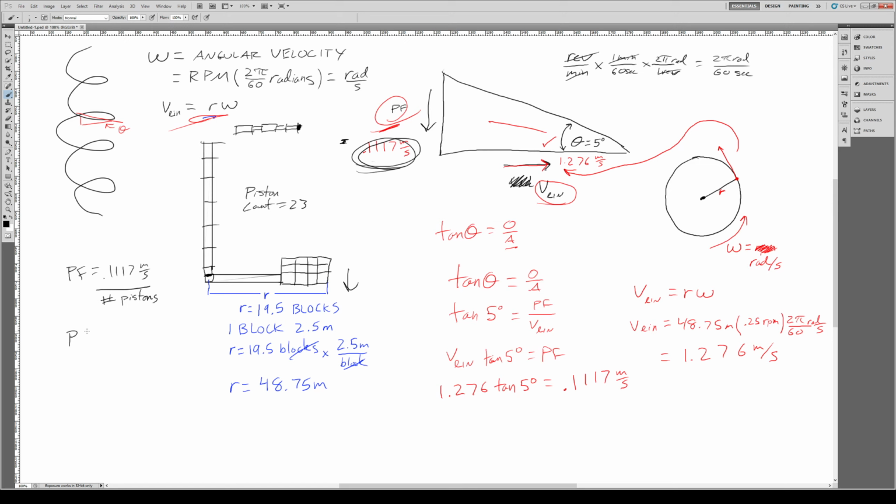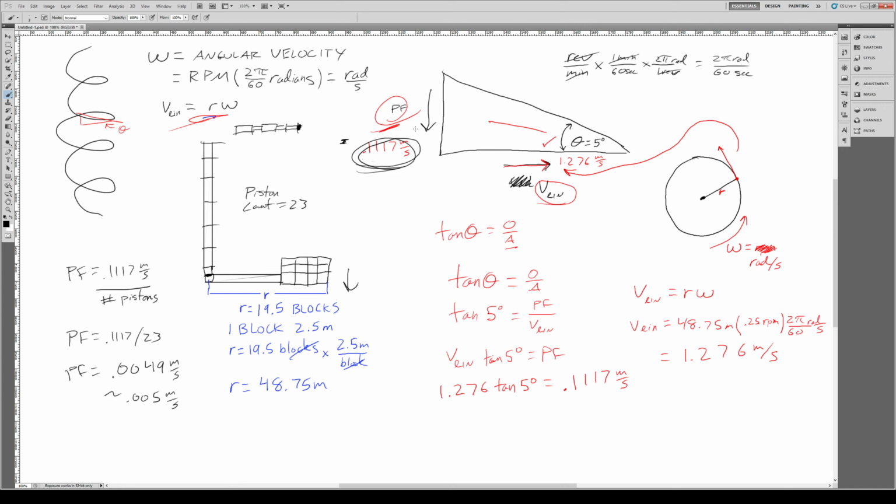So in my case, piston feed speed 0.1117 divided by 23, PF equals... let's see. Divided by 23 is 0.0049 meters per second. I was rounding it to 5 because it's Space Engineers, it's fine. It's not a real space anything.